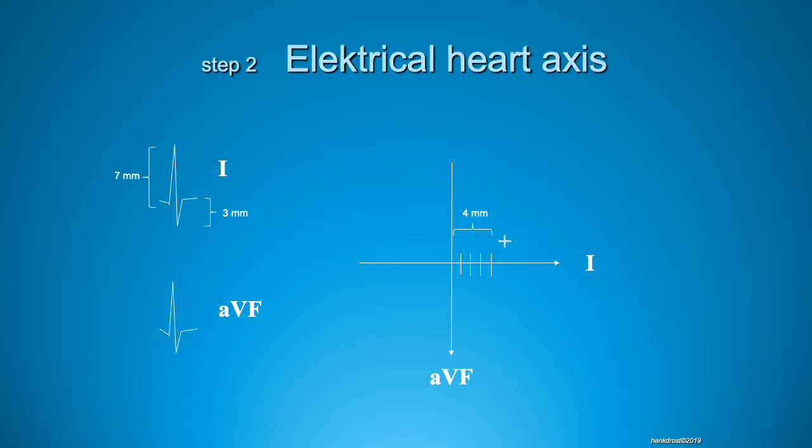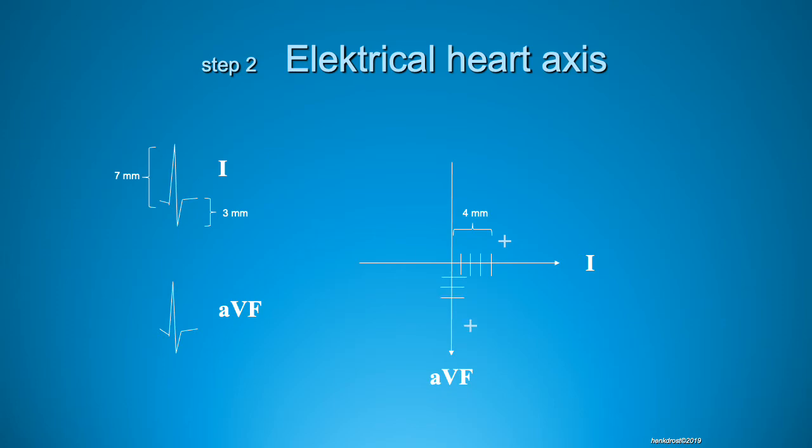Then we take the net result of the deflection of lead 1. So, for instance, in this case, the positive deflection is 7 millimeters, the negative deflection 3 millimeters, so the net result is 4 millimeters, and that 4 millimeters we draw on lead 1 to the right side because it's positive.